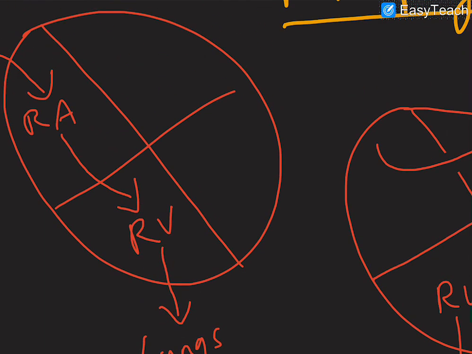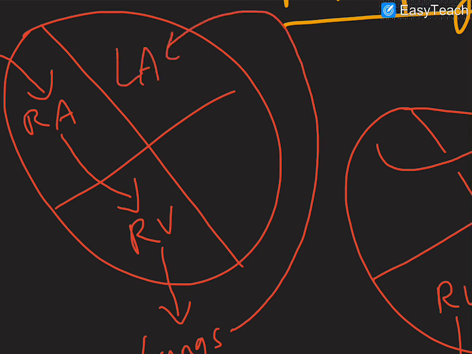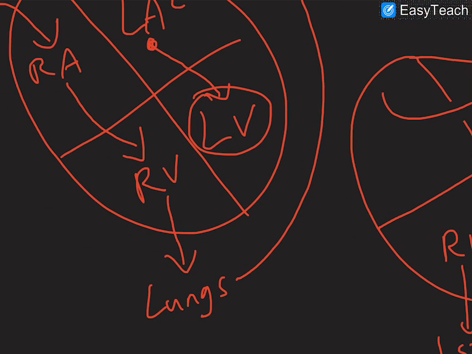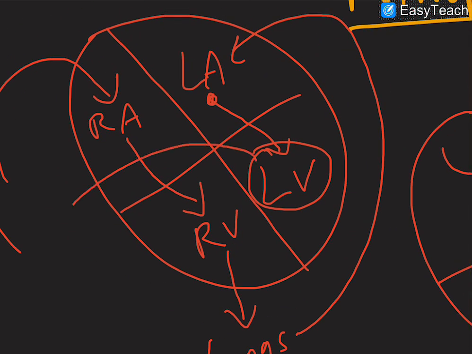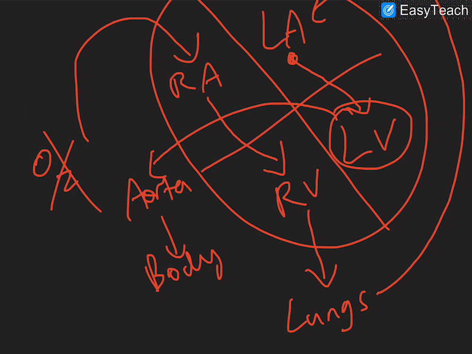Then from your lungs, oxygenated blood now comes to your left atrium via pulmonary veins. Then oxygenated blood from your left atrium goes to your left ventricle via the mitral valve. Then this oxygenated blood from the left ventricle goes to the aorta, through the aortic valve and then to your body. Your cells pick up the oxygen, and then it loops back around as deoxygenated blood and comes back to your right atrium and keeps on cycling like that. So that's the normal blood flow through the heart.